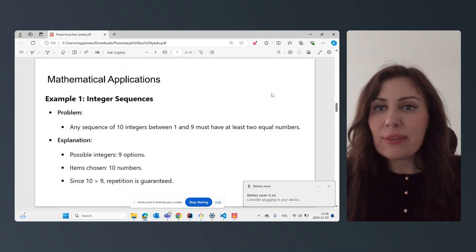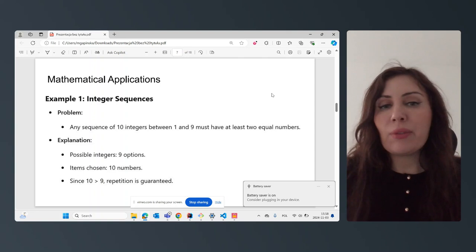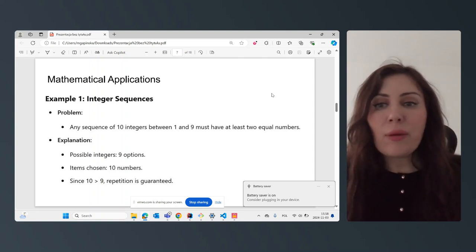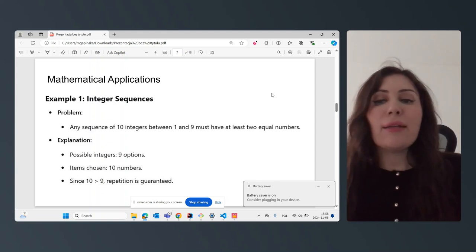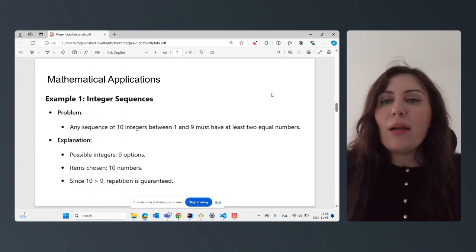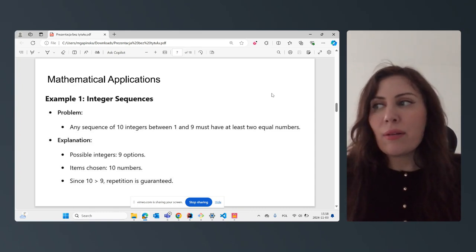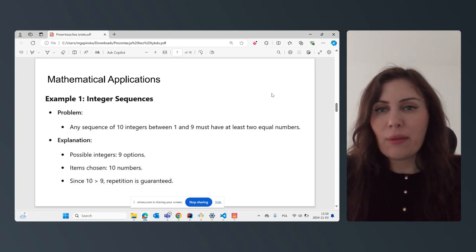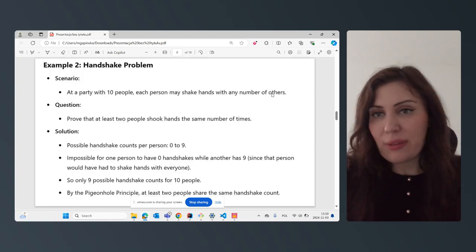Mathematical applications: integer sequences. The problem: any sequence of 10 integers between 1 and 9 must have at least 2 equal numbers. And explanation: possible integers, 9 options, items chosen, 10 numbers, and since 10 is bigger than 9, repetition is guaranteed. So it may work a bit different than our logical point of view, and what would be our answer without all these patterns, but later we will observe how it may be used.